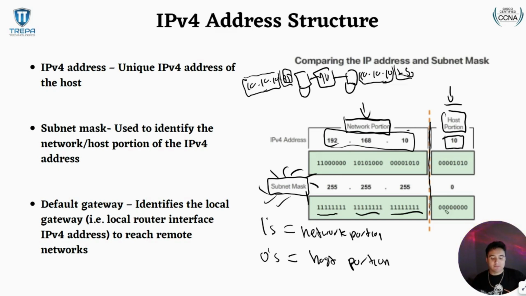Now, how do we know that? Well, you see this host portion here, all zeros? The subnet mask is saying, hey, take all these zeros and add them up to your binary positional table, and that's going to tell you how many IP addresses you have in your network. Okay? Now, before we dive into subnetting too much, let's go over that.